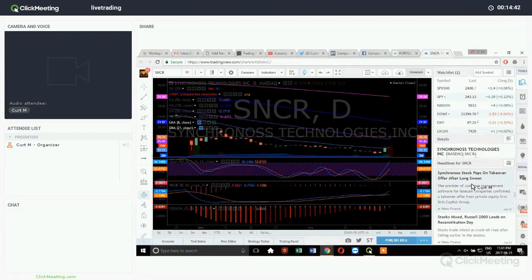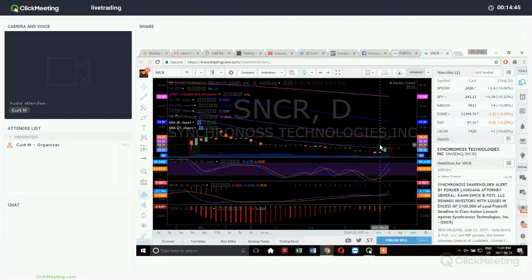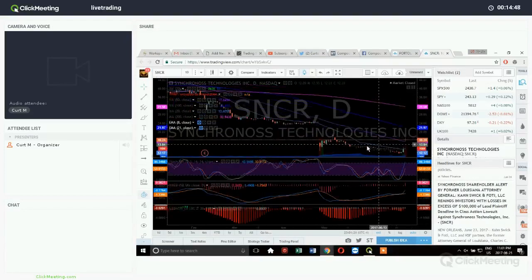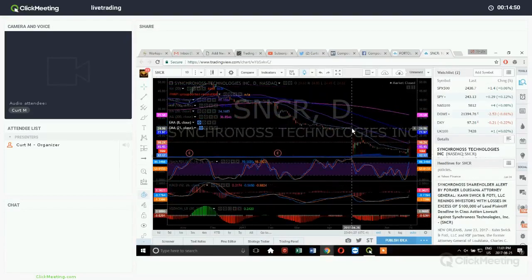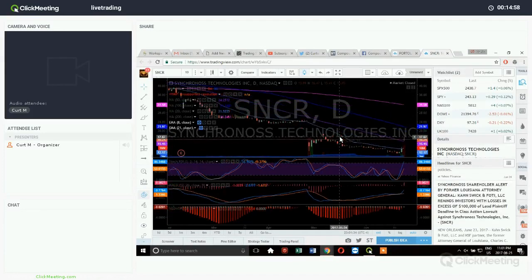Yeah, takeover offer. So it gets a little bit of a pop. It's a bottom play. Here's the gap potential, to $23. Right now it's trading around 16. This is one that I might put on the watch list.